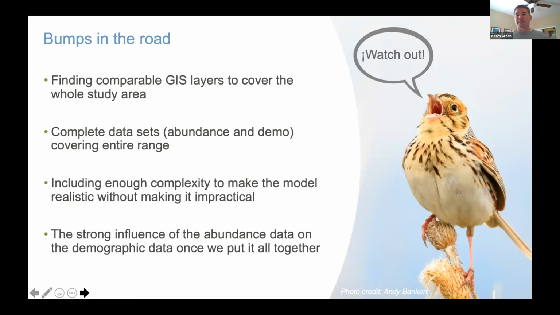significant analytical undertaking. We also wanted to include enough complexity for realism while also being able to estimate parameters given the information we have. So for example, it'd be nice to separate fall and spring migration, but without incorporating winter abundance data or migration demographic information, we can't do that currently. But our biggest challenge was the strong influence of the abundance data on the demographic data once we integrated everything.